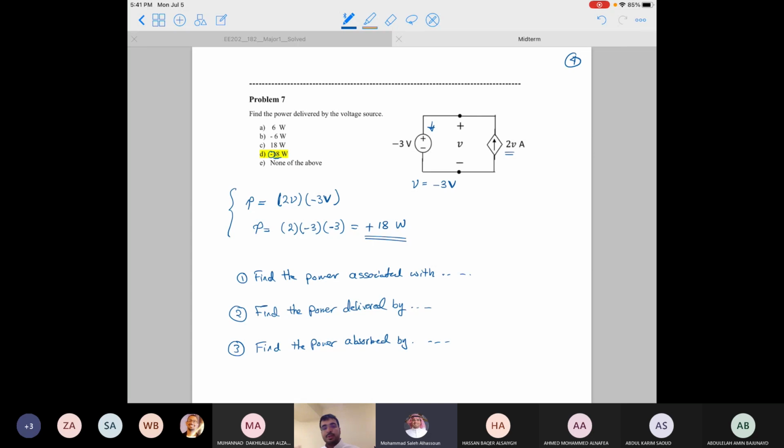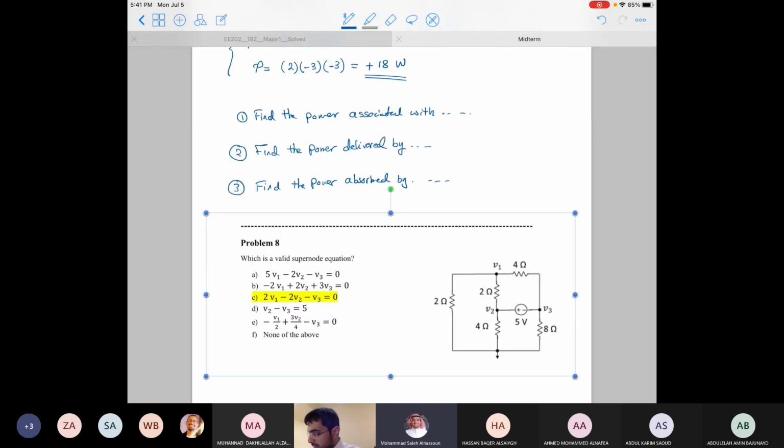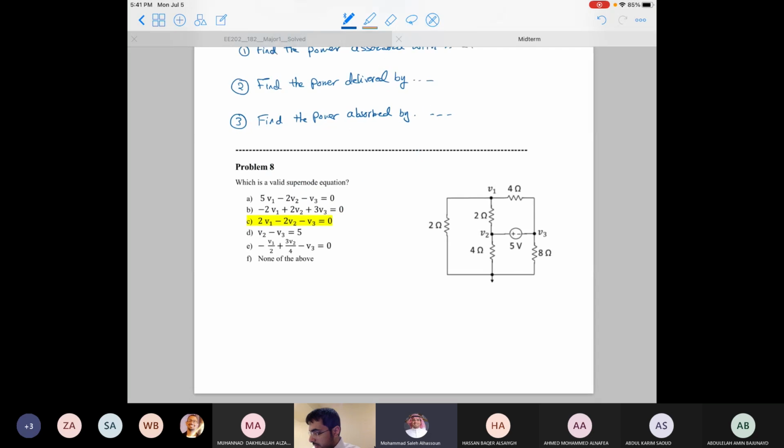No, we already take care of that when you did the calculation. Okay. Because you got minus. Yes. Let's try to solve this problem.